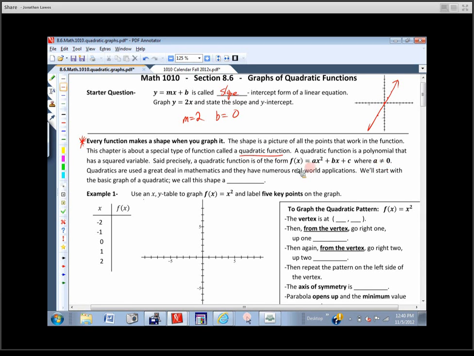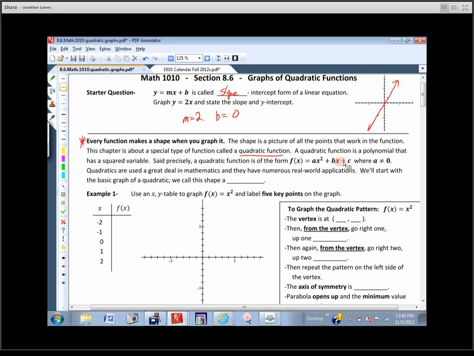So a lot of times you'll see it written like this. It'll say f of x equals ax squared plus bx plus c, where a is not equal to 0. So what this means is there aren't any cubes or fourths or anything like that. X squared is the highest power, and a is not equal to 0. So what that does is it guarantees us that the highest power is x squared and that there is a term of x squared.